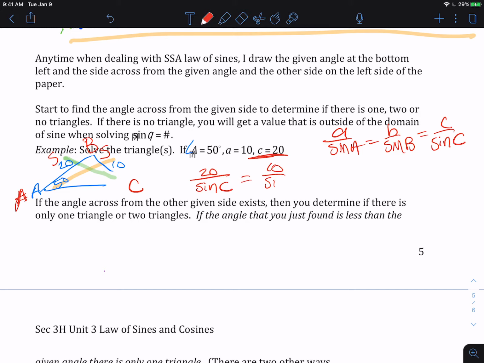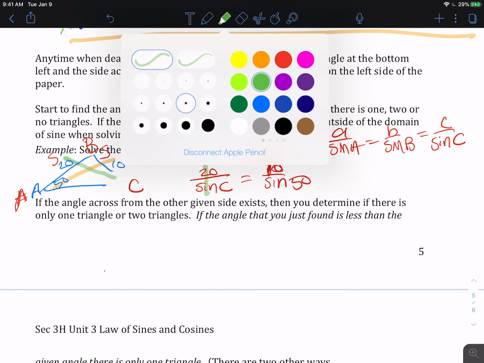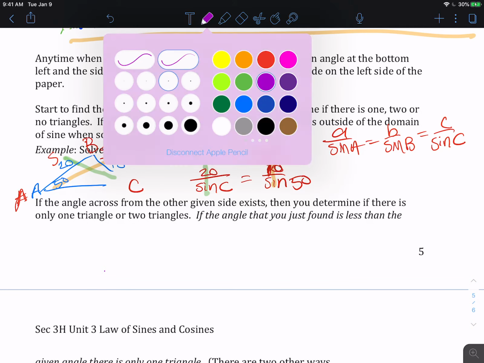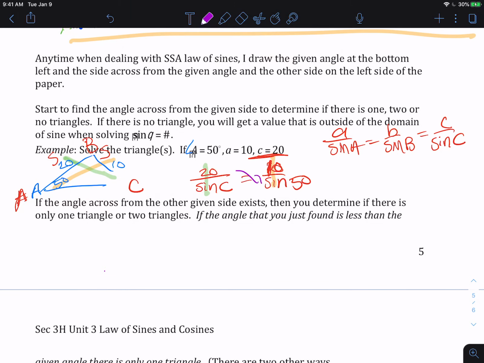10 over sine 50 because we know the angle. So this one matches this one, and this one matches that ratio. So then notice that I can just cross multiply here. So multiply these two. So then I end up with 10 sine C equals 20 sine 50.